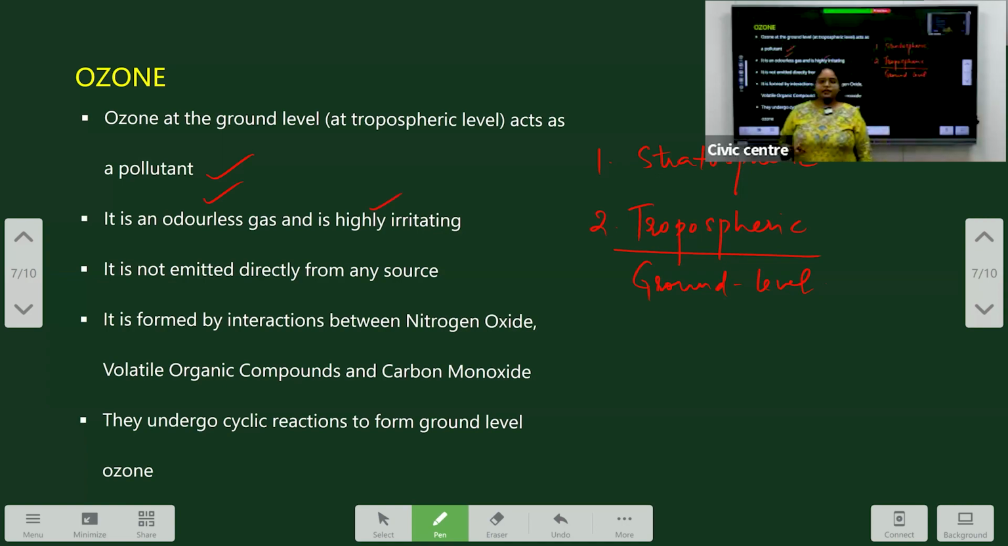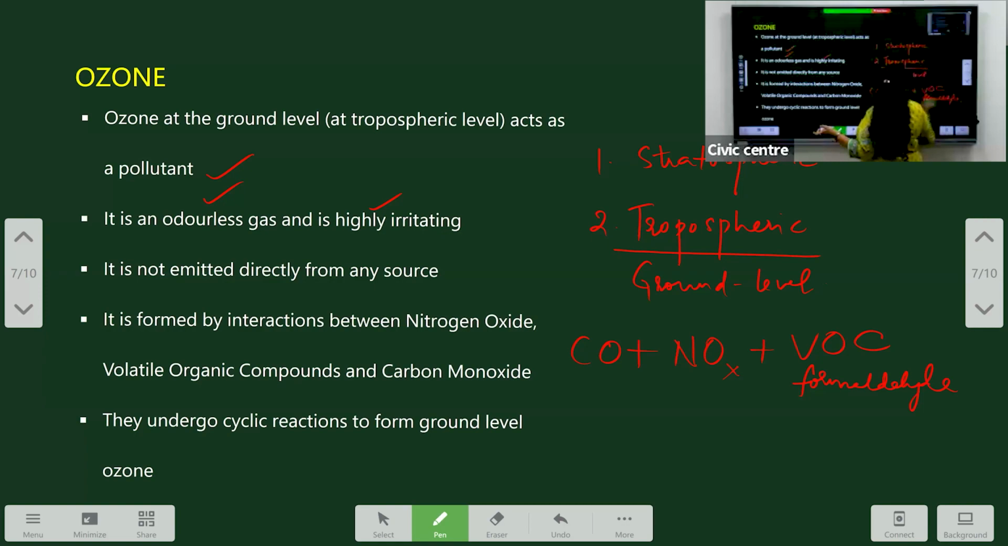And this ozone is not directly emitted into the atmosphere. It is formed when there are interactions between carbon monoxide, compounds of nitrogen oxide, and volatile organic compounds. Volatile organic compounds are compounds which evaporate easily. They are volatile in nature. Examples such as formaldehyde.